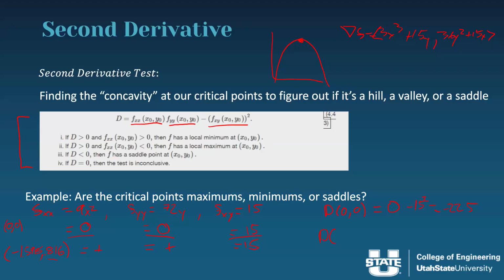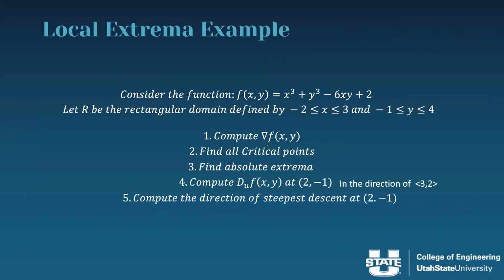And then my D of that stuff, I calculated as 1125, long story short, which means that D is greater than 0. So now I have to look and see if my second derivative in terms of x is greater than 0. And we see that it is. It's positive. So then that means that it has to be this case, and it's a minimum. Does that all make sense? Awesome. Okay.